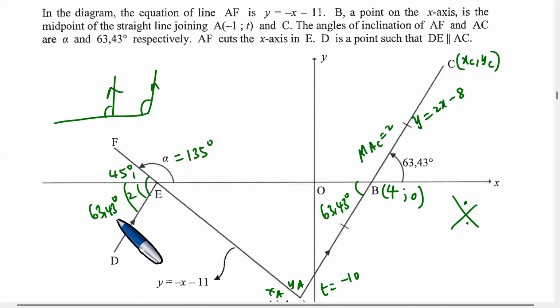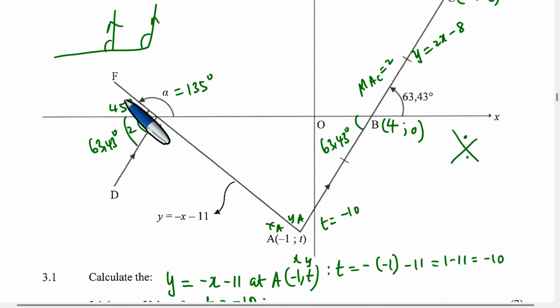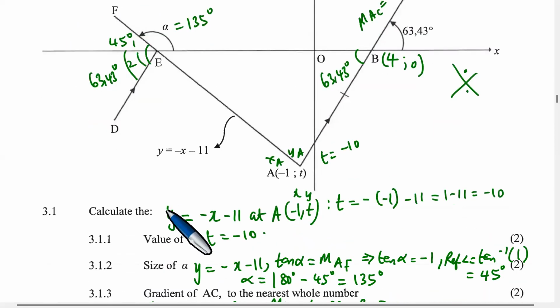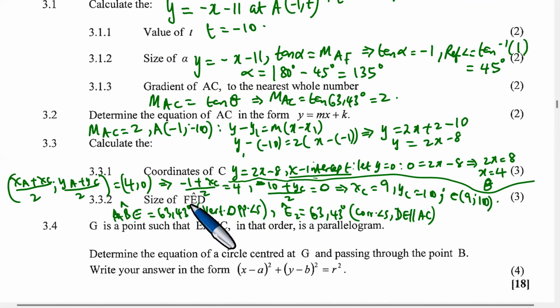If this is 63.43 degrees, we realize that angle E1 plus E2 is what the examiner wants. And hence, we say FED is actually the same as angle E1 plus angle E2.